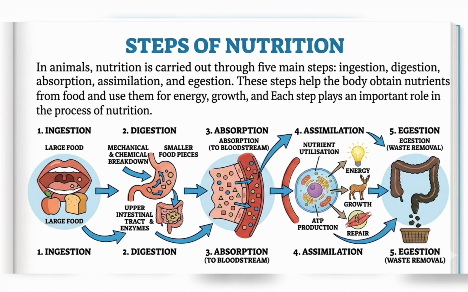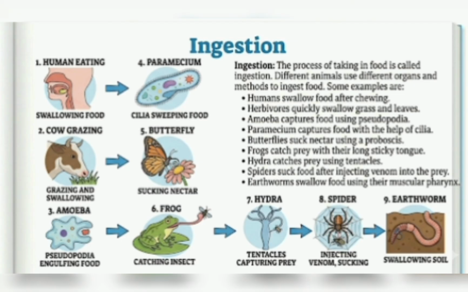Steps of nutrition. In animals, nutrition is carried out through five main steps: ingestion, digestion, absorption, assimilation, and egestion. These steps help the body obtain nutrients from the food and use them for energy and growth, and each step plays an important role in the process of nutrition. So there are five steps of nutrition in animals. So the first one is ingestion. The process of taking in food is called ingestion.